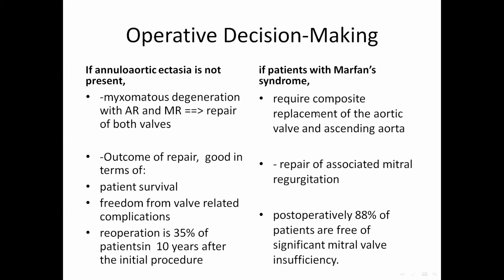But if the patient has Marfan syndrome, he will require composite replacement of the aortic valve and ascending aorta. If it's associated with mitral regurgitation, we can leave the mitral regurgitation or repair it by remodeling the sinus, by suspending the aortic valve inside the graft, which is reported in 80% of patients with mitral regurgitation and Marfan at 5 years post-operatively. 88% of them will be free of significant mitral valve insufficiency.